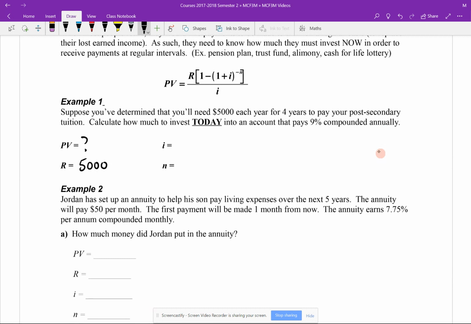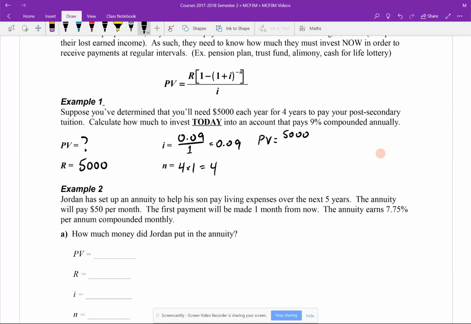Okay, the interest rate is 9%, so 0.09 divided by 1, because it's an annual interest rate, so it's just 0.09. And the number of payments, the number of periods, is going to be 4 times once per year, because it's 4 years times once per year, so it's just 4 periods. So your present value calculation is going to look like this.